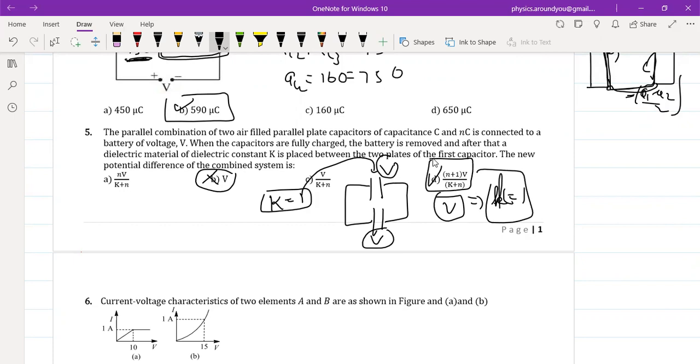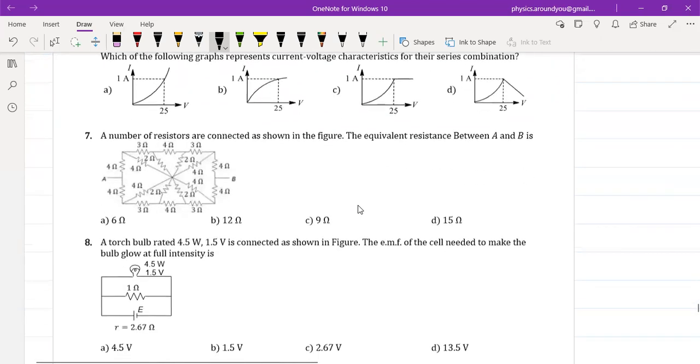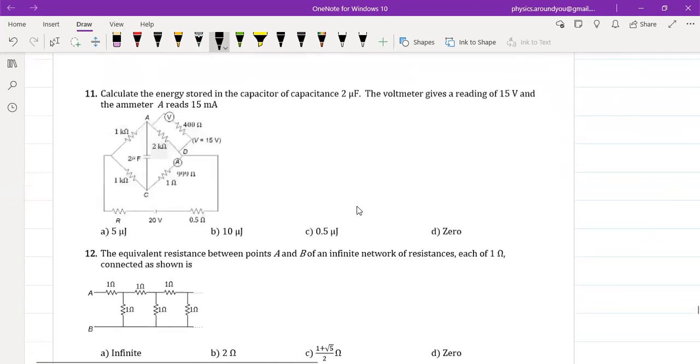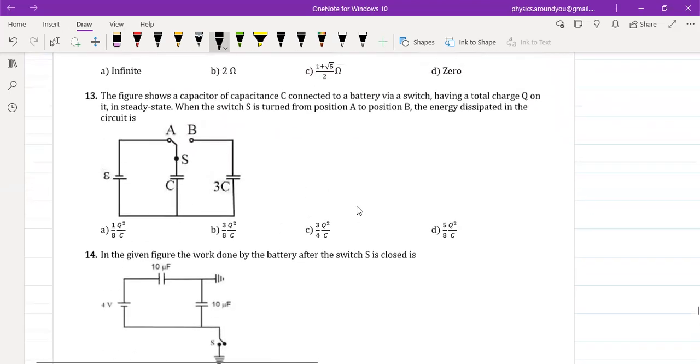I repeat, how did I arrive at it? Well, I just assumed K equal to 1. If I put K equal to 1 there, I am not really changing anything in the system. So the voltages shouldn't change. Therefore, it is D. That is the fifth question. Now, moving forward, we have question number 13.